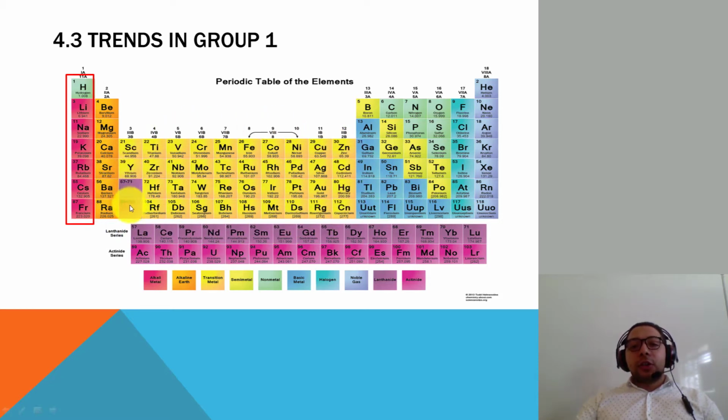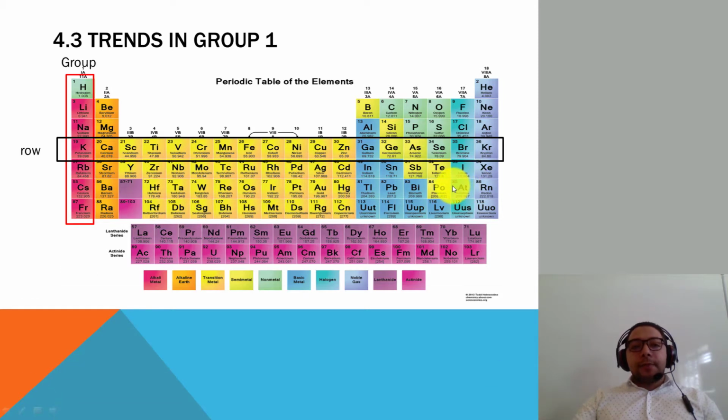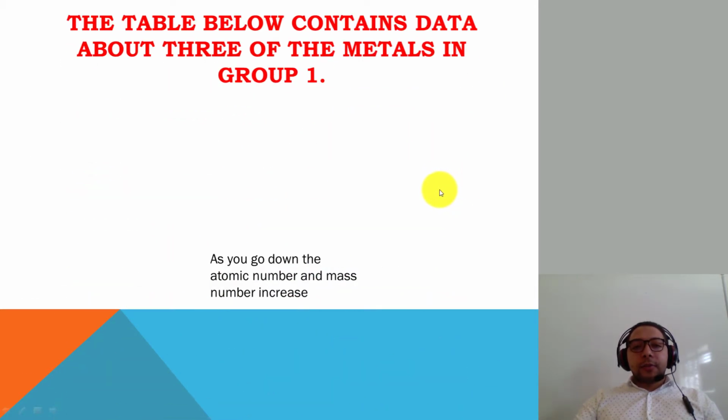These are called transition metals, and transition metals have different properties than these metals. We're going to discuss that in detail within the IGs, but for the time being, I want you to know that we're going to take the trends in group 1. We have 8 groups in the periodic table: 1, 2, 3, 4, 5, 6, 7, and 8. Okay, let's start our lesson.